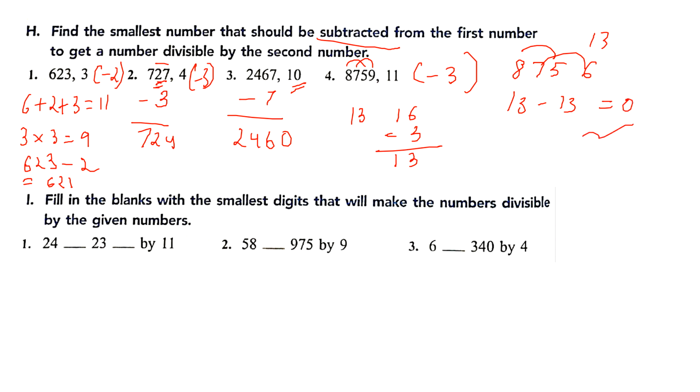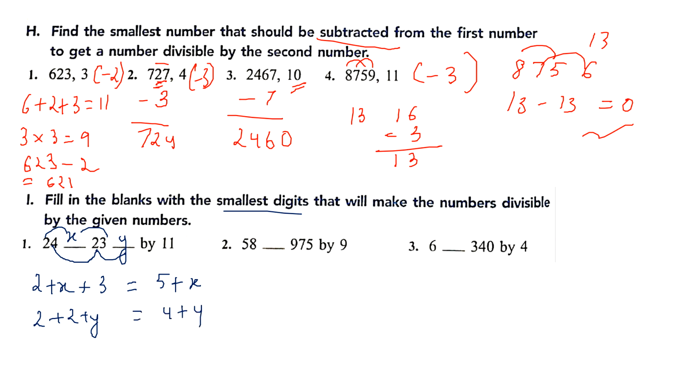Now, this is the next question, that is fill in the blanks with the smallest digit that will make the number divisible by the given number. So let us say this is x and this is y. So 2 plus x plus 3, this will make it 5 plus x. And in this case, you will add these 3. So 2 plus 2 plus y is equal to 4 plus y.